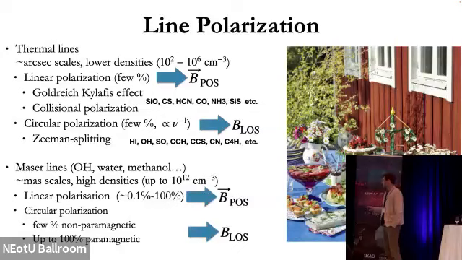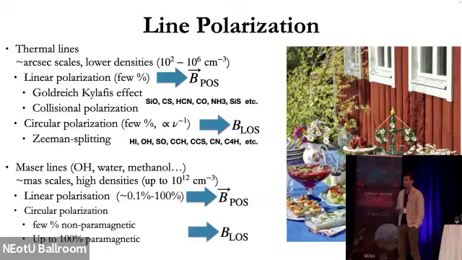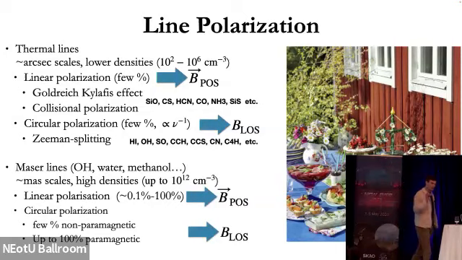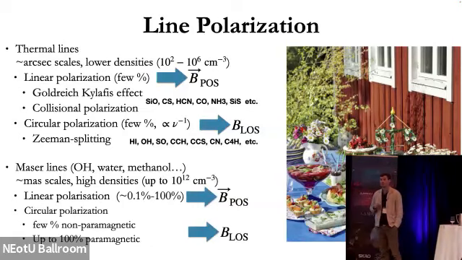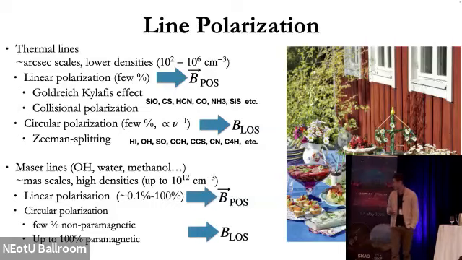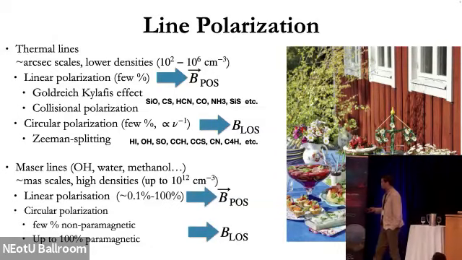Now, the Zeeman, or the circular polarization, I should mention also, is inversely proportional to the frequency. So low frequency observatories are really important for this. Maser lines, masers are really point-like sources at milli-arc second scales, and they trace higher densities up to 10 to the power 12 particles per cubic centimeter. They're linearly polarized up to 100%, usually a few percent, and circularly polarized, also a few percent, but up to 100% for the OH masers in galactic sources.